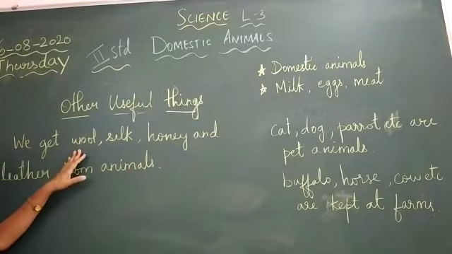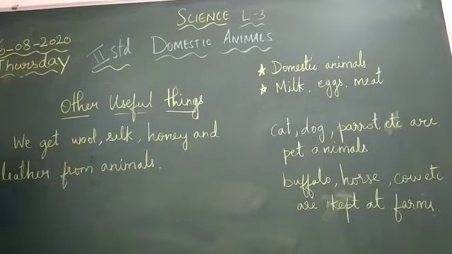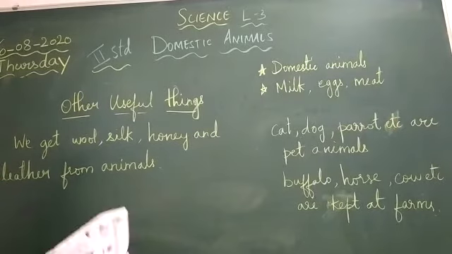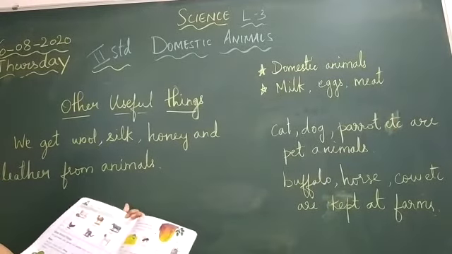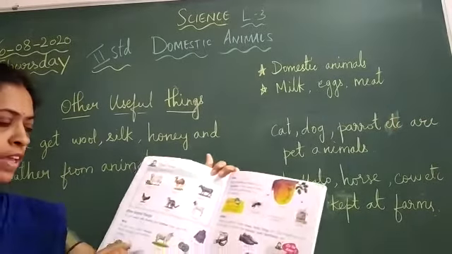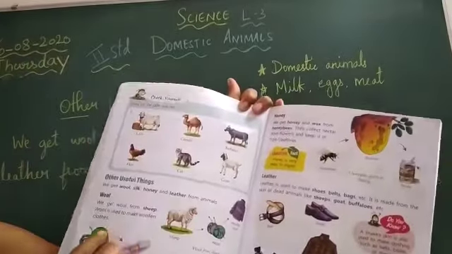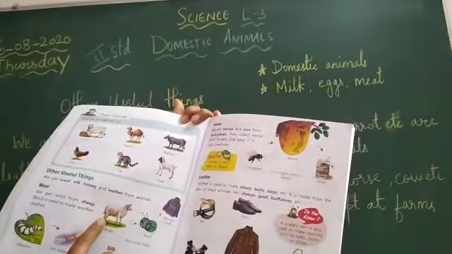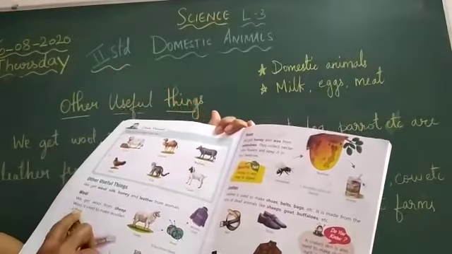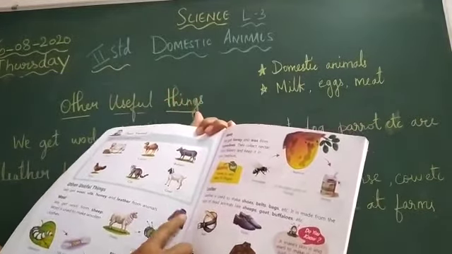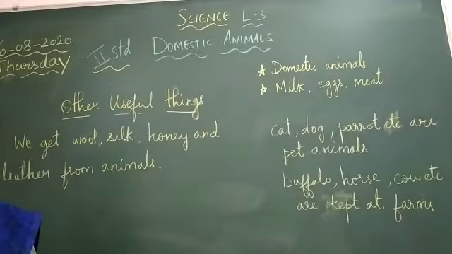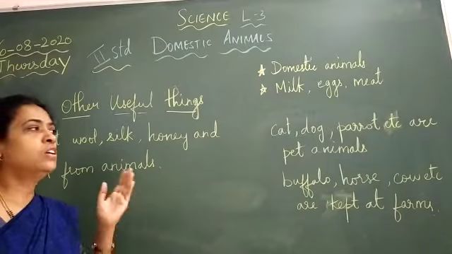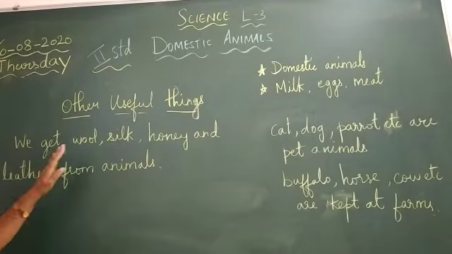So wool. From where do we get wool? We get wool from sheep, isn't it? I will show you the picture here. We get wool from sheep. Wool is used to make woolen clothes. In the cold season we wear sweaters, shawls, mufflers, and others, children. So these we get from the sheep only.